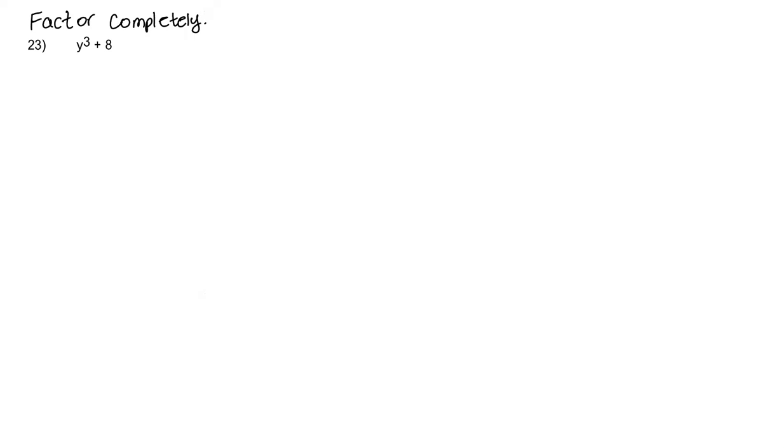Hey guys, so here we're going to factor completely number 23 where we have y cubed plus 8. So this y cubed should be a big indication that we might have a sum of cubes. So we do have a sum of cubes if this 8 can be rewritten as a cube, which it can be. It can be rewritten as 2 cubed. And if that didn't come to mind when you first saw this problem, don't worry, it will next time you see it, and it's the exact same problem.